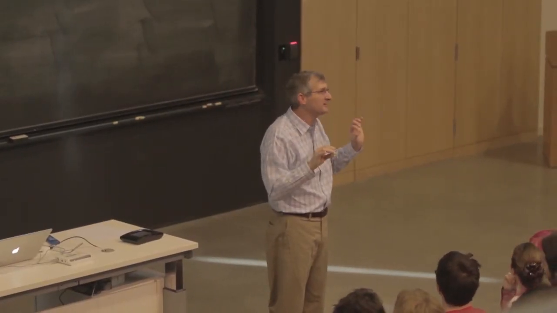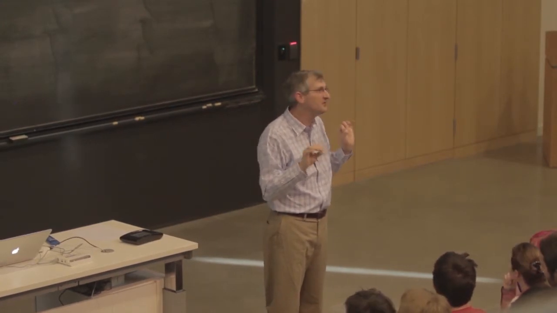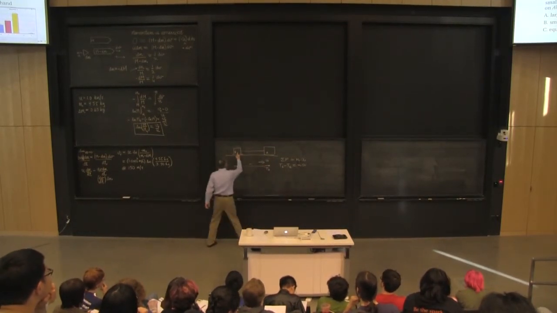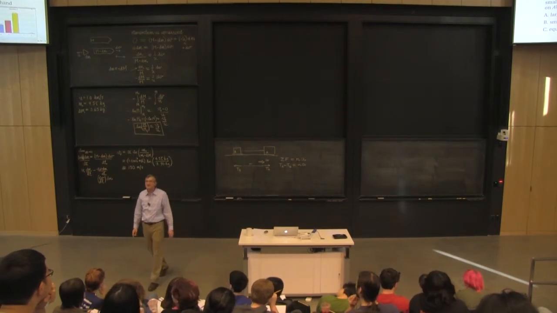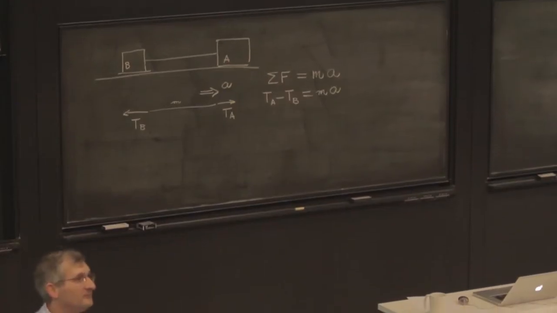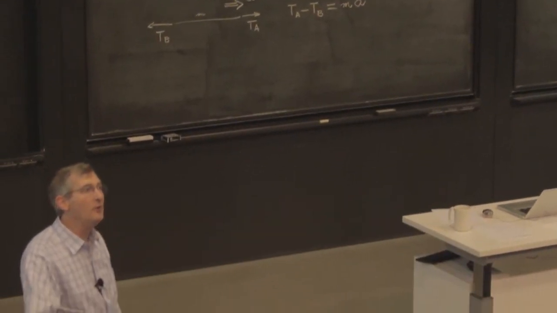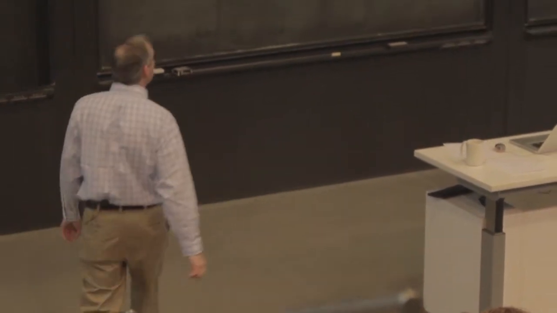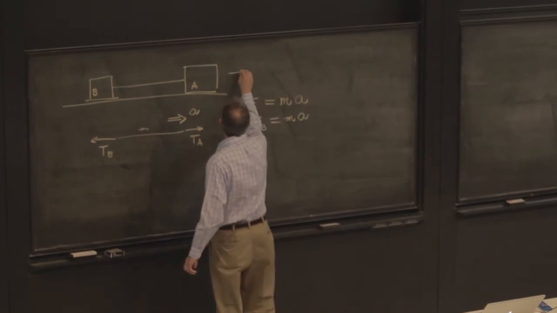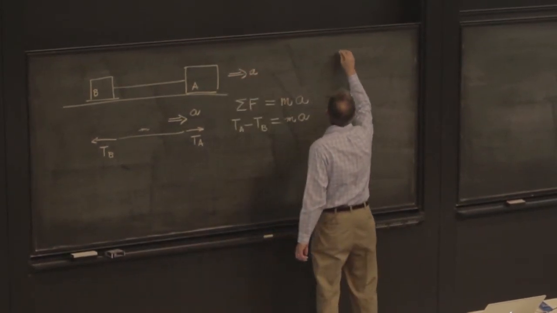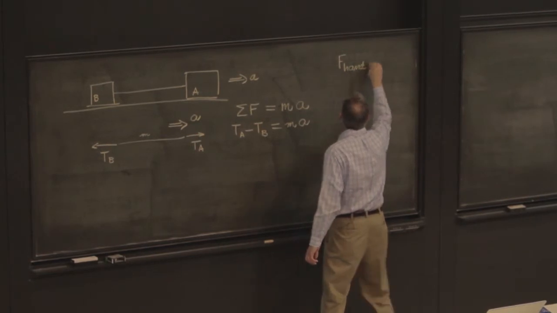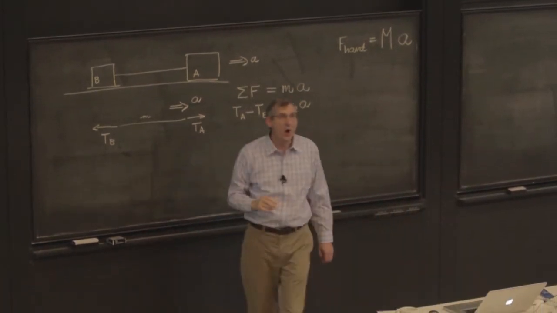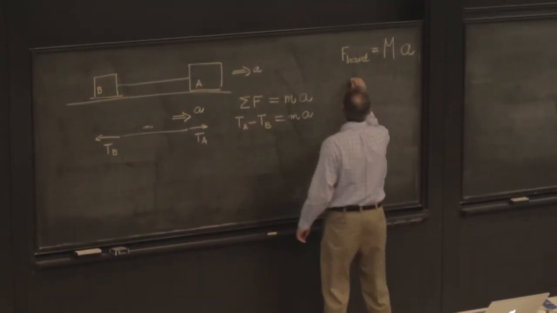One of the things that is the art here is to pick what system you want to consider. So I want you now for the moment to consider the system to be A, string, and B, okay? What are the external forces on this system? Only the hand, okay? What will then be the acceleration of the system? So how would I get the acceleration of the whole system? Force of the hand must be equal to all the mass times the acceleration. All the mass is mA plus mB.